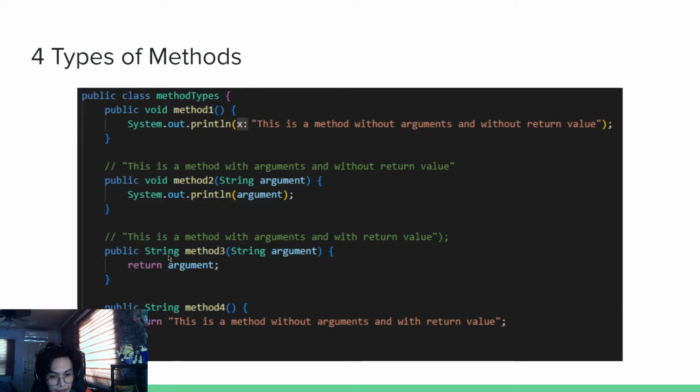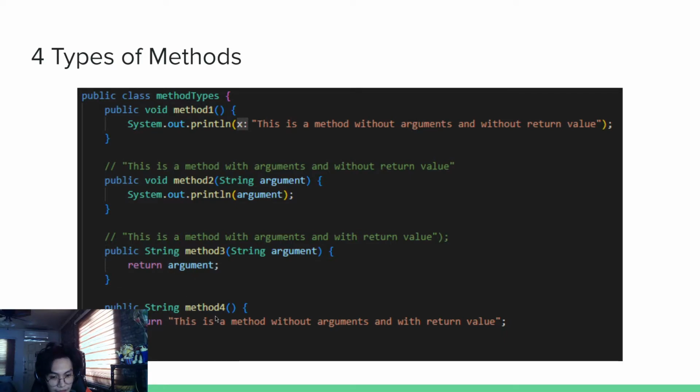Okay, the third type of method is a method with both arguments and return values. One of the first differences here is the data type. As you can see here, I'm no longer using the void data type. Whenever we make a method that has a return value, we have to match the method's data type to whatever data type we're going to be returning. So in this case, I'm going to return the argument, which is a string. That's why we use a string data type here.